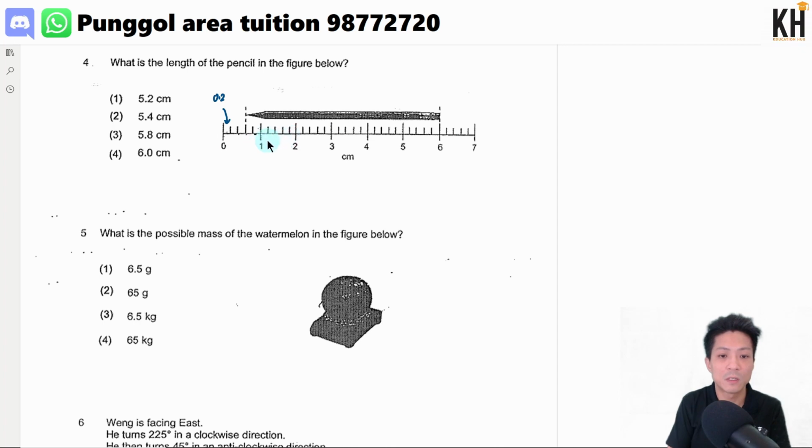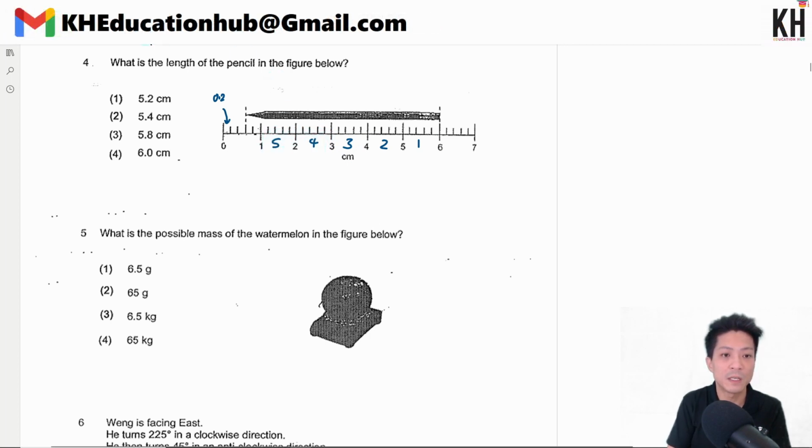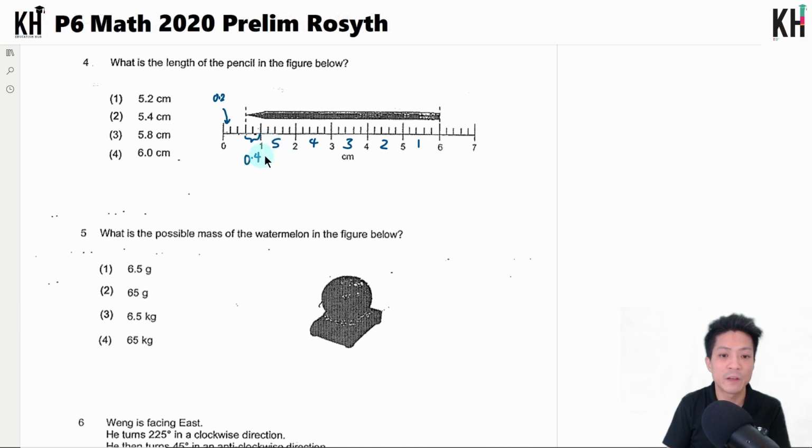Okay, so I like to count the 1 cms. So this is 1, 2, 3, 4, 5. And then what's left will be here to here. Here to here is a 0.4. So the total will be 5 plus 0.4, which is a 5.4 cm. The option is okay, number 2.